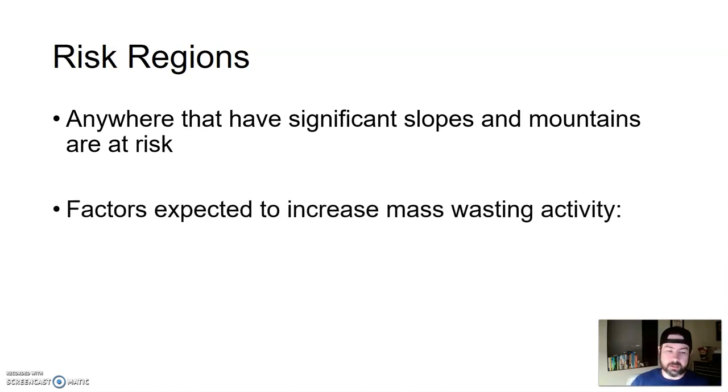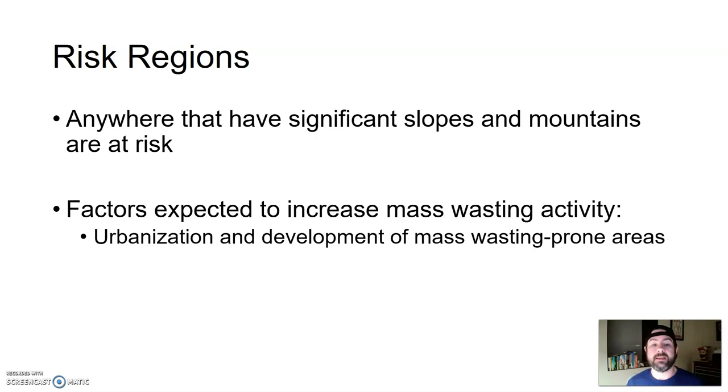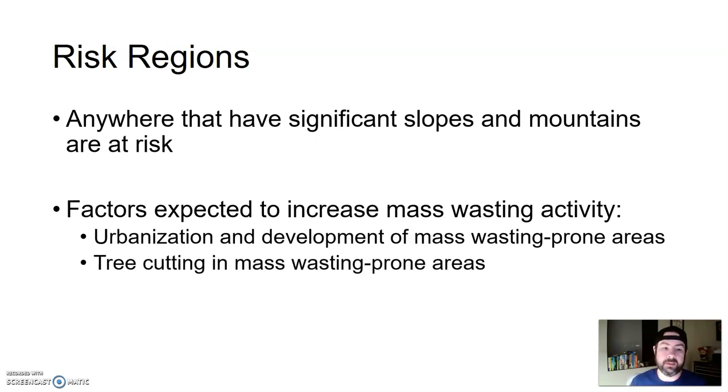So there are some factors that are expected to increase mass wasting activity outside of nature. And that can include urbanization and development of mass wasting prone areas. So living and working and building houses near places where mass wasting could occur. So that's going to make it worse. You're disturbing the ground. If you're building on top of a slope, on top of a hill, you're adding pressure to it, which can cause mass wasting.